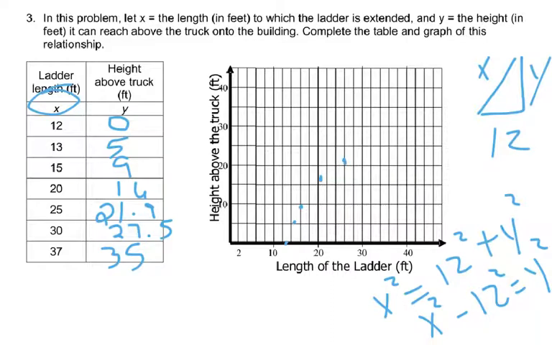And mine are not working really good. My stylus is not working on my iPad. Over 30, up 27.5. And over 37, up 35. So you get a basic idea of what your graph is going to look like. Yours is probably not exactly like mine, but it should be somewhat close. Have that same basic shape.